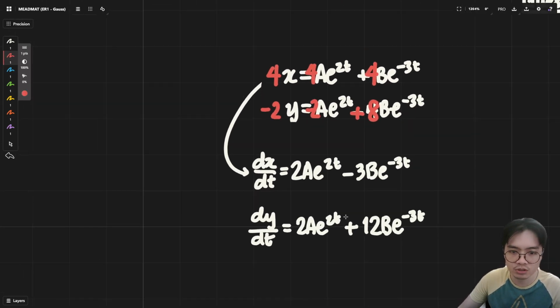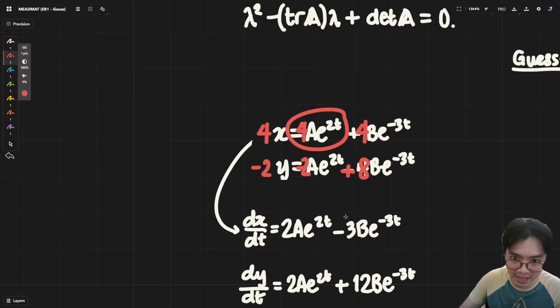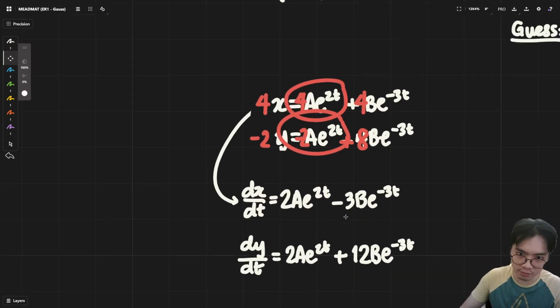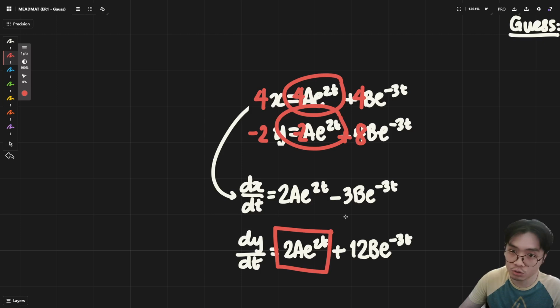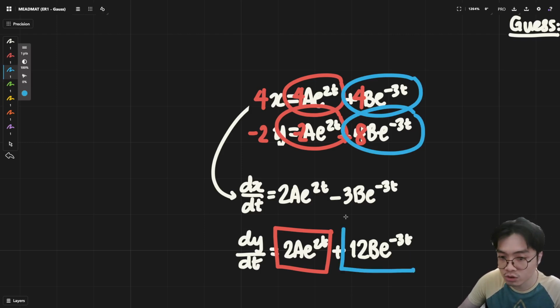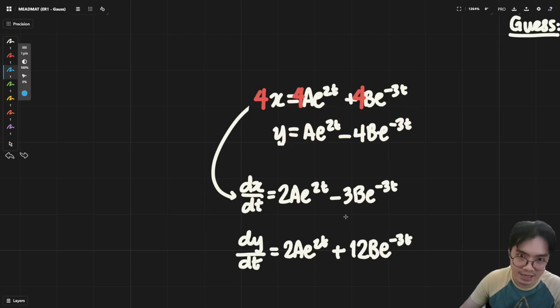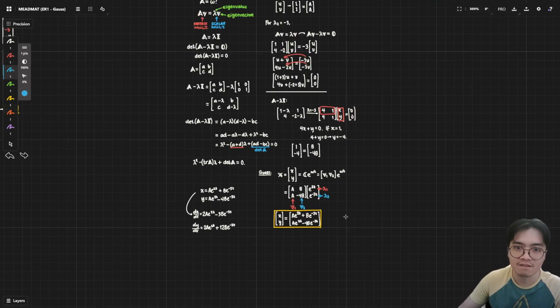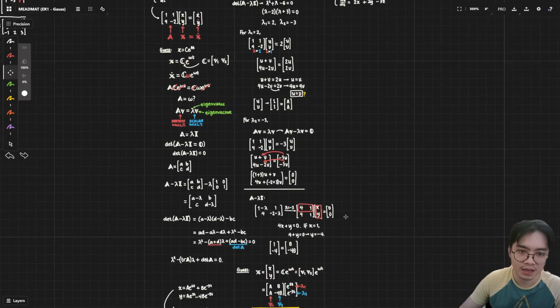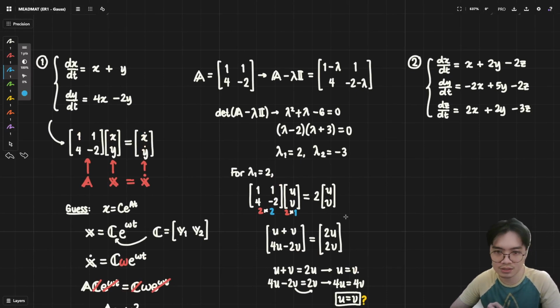And so now we will just add these things together. 4a e raised to 2t minus 2a e raised to 2t, that is 2a e raised to 2t. 4b e raised to negative 3t plus 8b e raised to negative 3t. Would you look at that? That is your 12b e raised to negative 3t. That is how we're going to get these values. Okay, so that is how this thing goes.